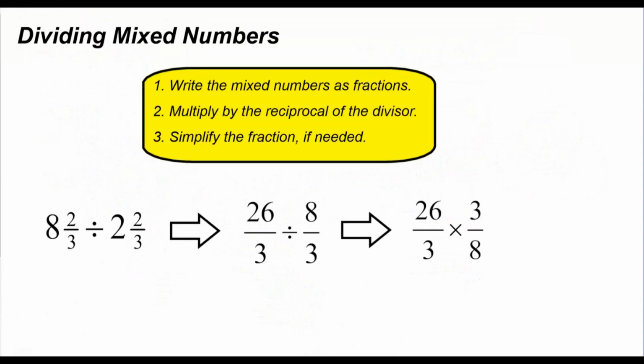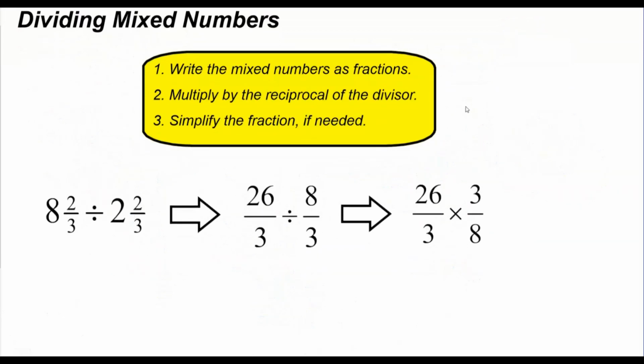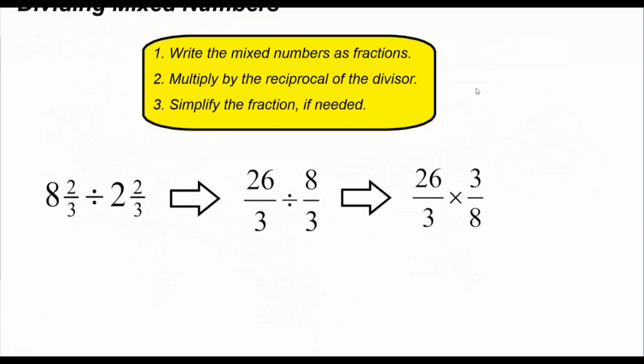Dividing mixed numbers, again, we're going to do the same thing we've been doing with mixed numbers this whole time. So we're going to turn them into fractions and then multiply by the reciprocal of the divisor and then simplify if needed. So in this example, I have 8 2/3 divided by 2 2/3. As improper fractions, they are 26/3 and 8/3. And then I multiplied by the reciprocal of the 8/3, which is 3/8.